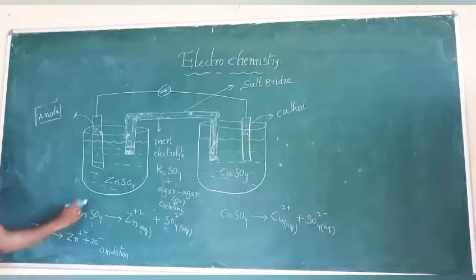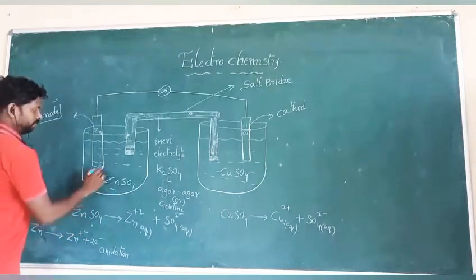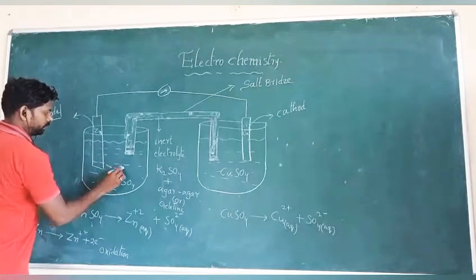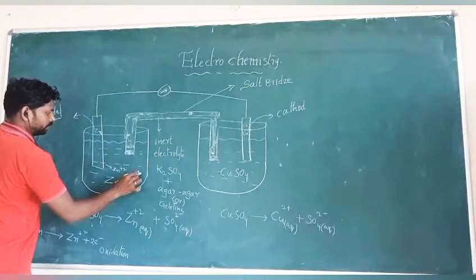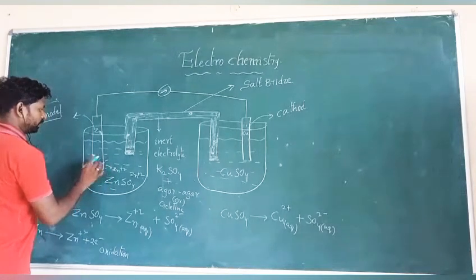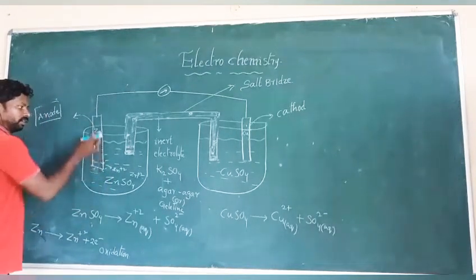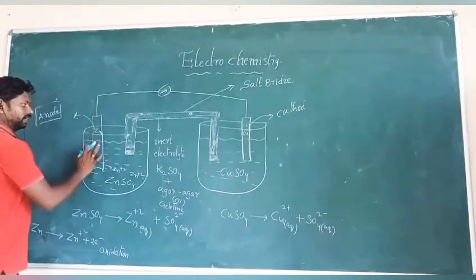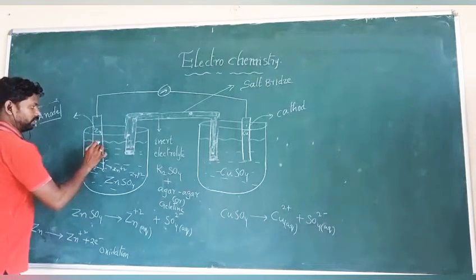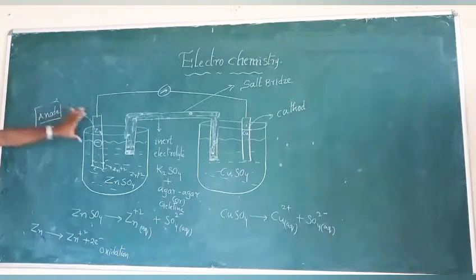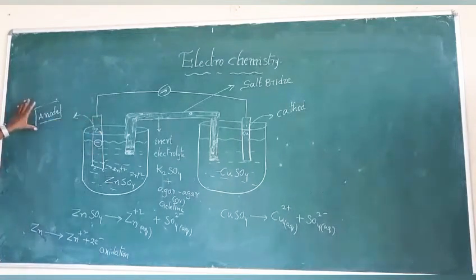Here 2 electrons are released from Zn to Zn2+. These 2 electrons are accumulated on the rod. The rod gets a negative charge on it. So this negatively charged rod electrode we call the anode.